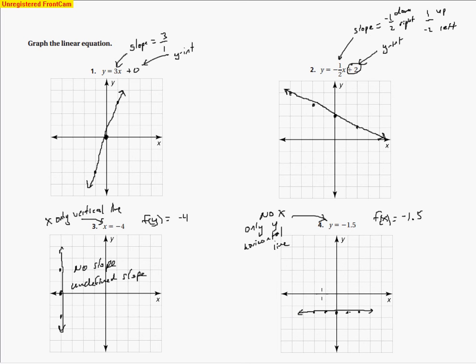So this one has 0 slope. Now don't get confused with no slope. No slope means it doesn't have a slope. It has undefined slope. It's straight up and down. We cannot go over any spaces, which means we have a denominator of 0. Here we have a numerator of 0. You can divide a number into 0, just can't divide 0 into a number. So 0 slope on the horizontal, no slope on the vertical.